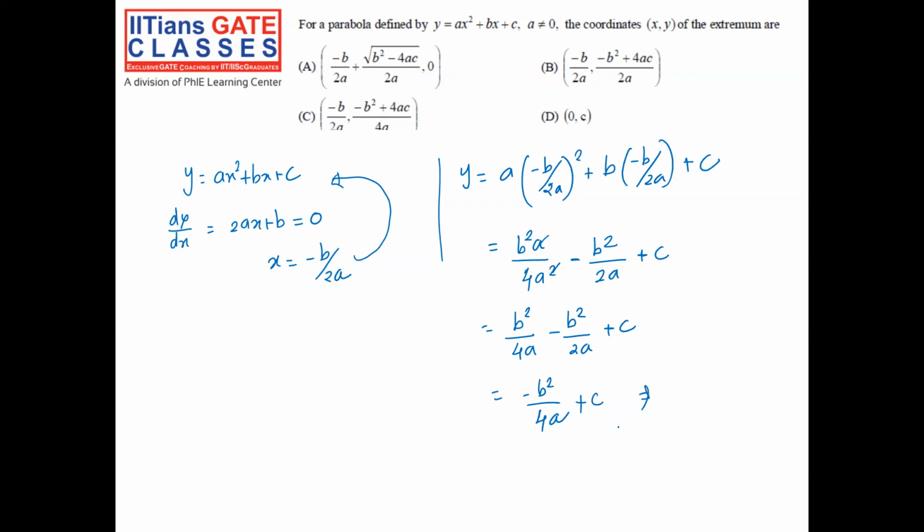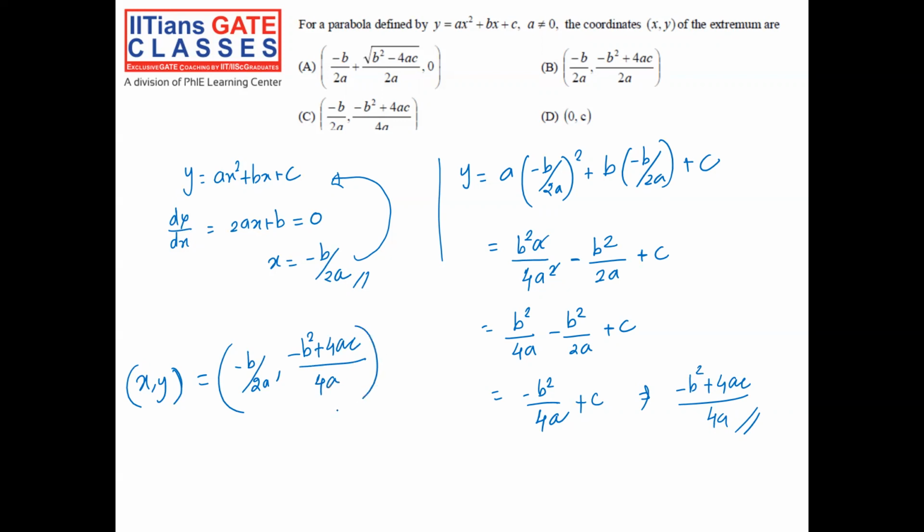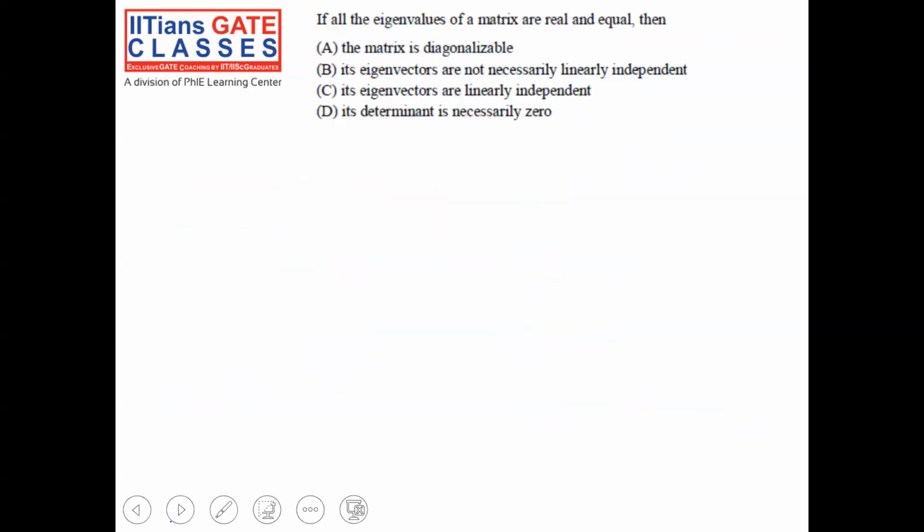Now what we'll get? Minus b square plus 4ac divided by 4a. So the point which we are talking about, x comma y, will look like minus b by 2a comma (minus b square plus 4ac) divided by 4a. Okay, so looking into the options, we can clearly say option C is correct in this case. Coming towards the next question, this question is from linear algebra, eigenvalues and eigenvectors.